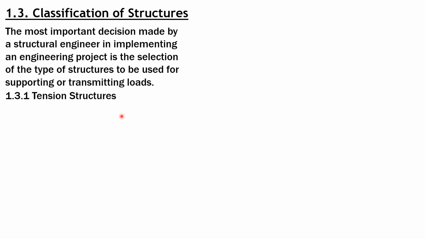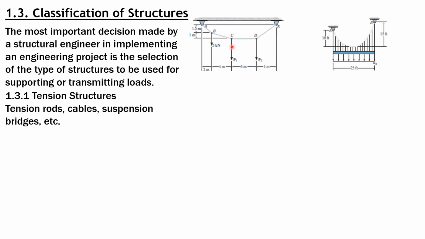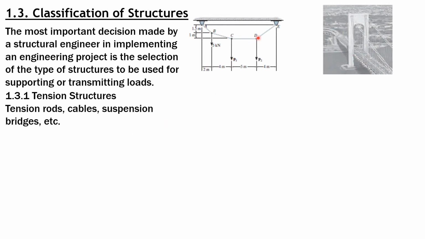So the classification of structures would include tension structures such as cables, tension rods, and so on and so forth. Suspension bridges, etc., as shown in the figure. So we have here a cable subjected to concentrated loads. We will also study this, although you have background of this supposedly in statics. Then the analysis involved. Then we have parabolic cables, suspension bridges.